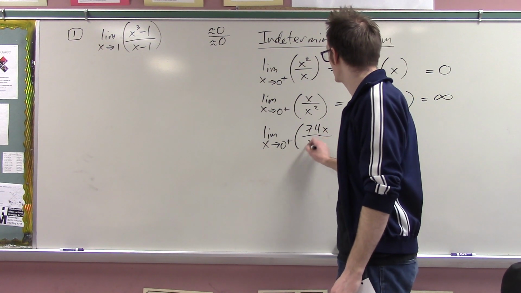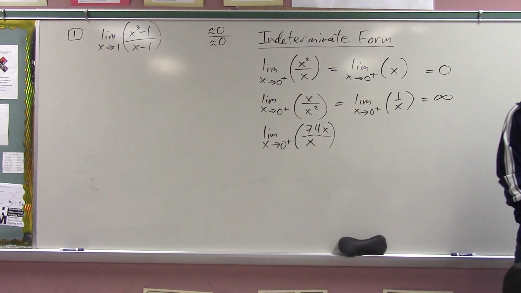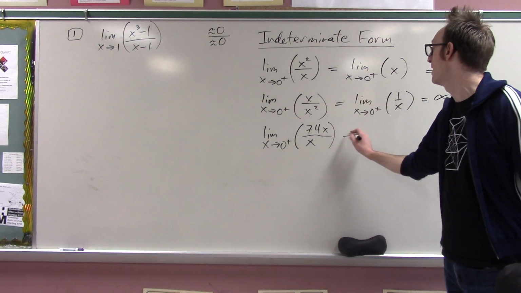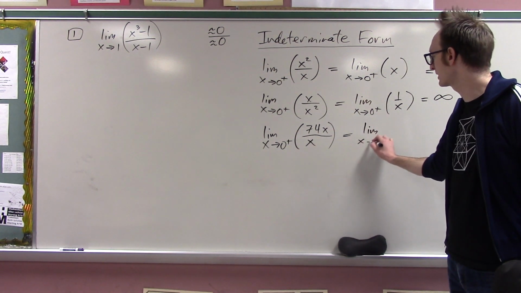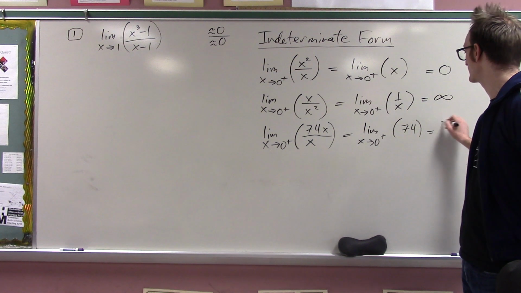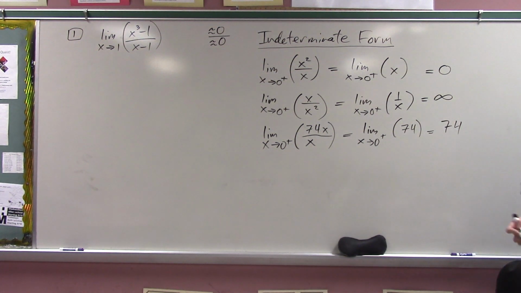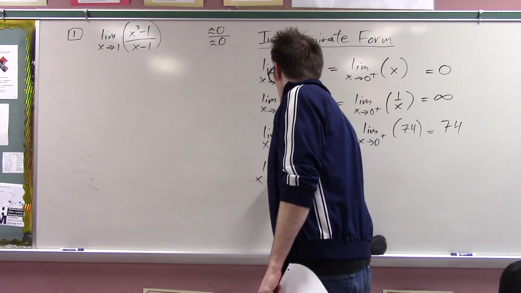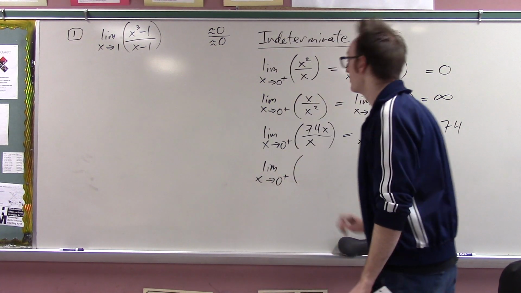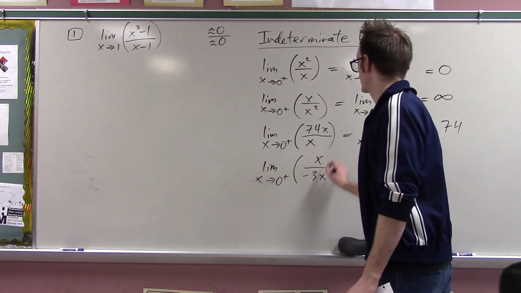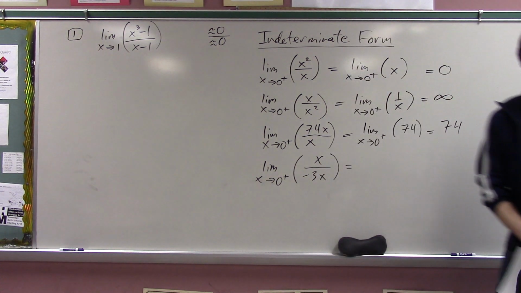Well, suppose I have 74x over x. Is this a 0 over 0 situation? Yes, it is, because both the numerator and denominator are getting really, really close to 0. But of course, by canceling the x's, this limit is just the limit of 74, which is just 74. So the answer could turn out to be 74. It could even be negative, because suppose the top is x and the bottom is negative 3x, for example. Is this a 0 over 0 situation?